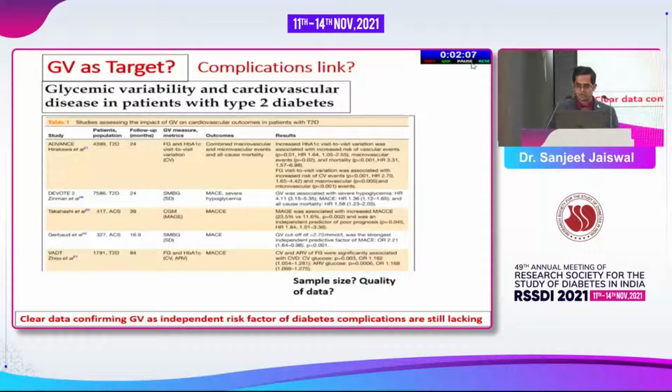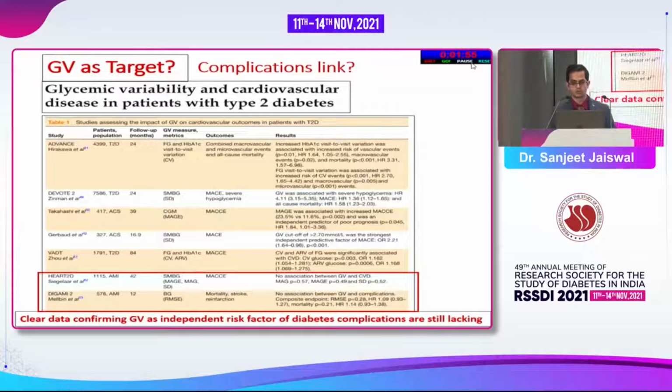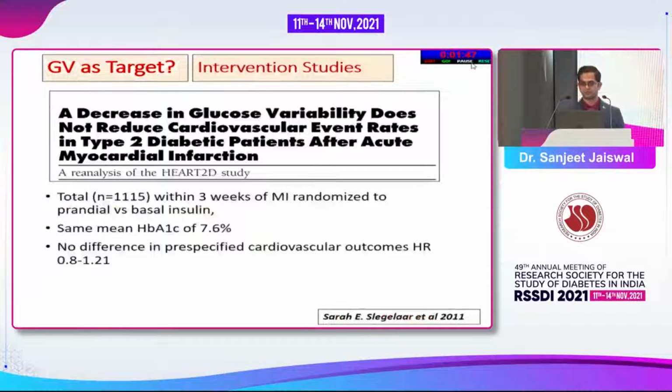Studies, the sample size is questionable and the quality of data is also questionable. So clear-cut data confirming glycemic variability as an independent risk factor for complications are still lacking. The HEART-2 trial and DIGAMI 2 study show no association of glycemic variability with the complications of diabetes. HEART-2 shows no association of glycemic variability with myocardial infarction.